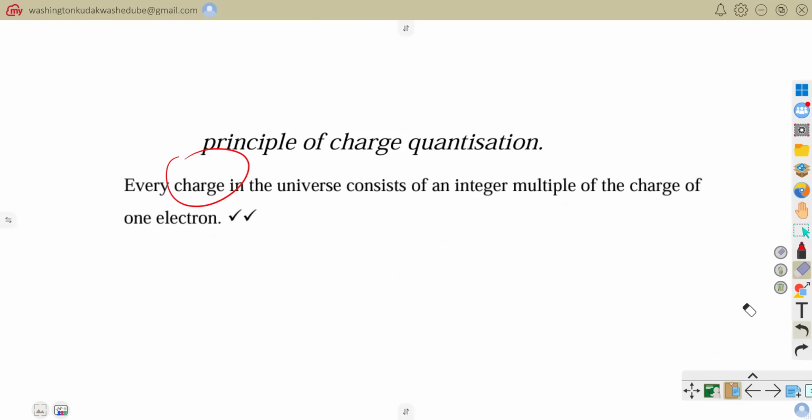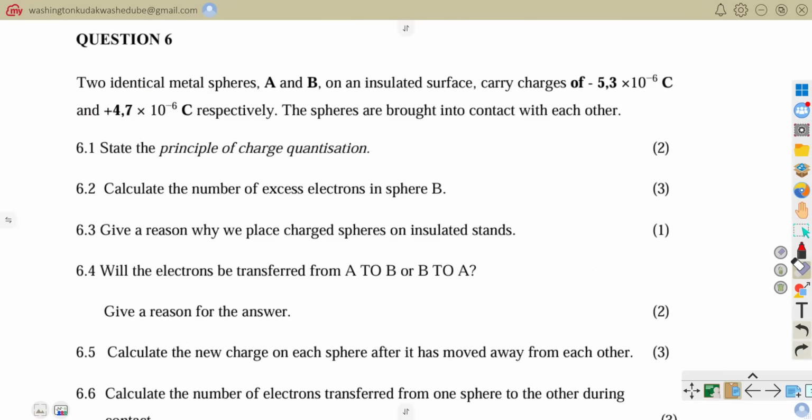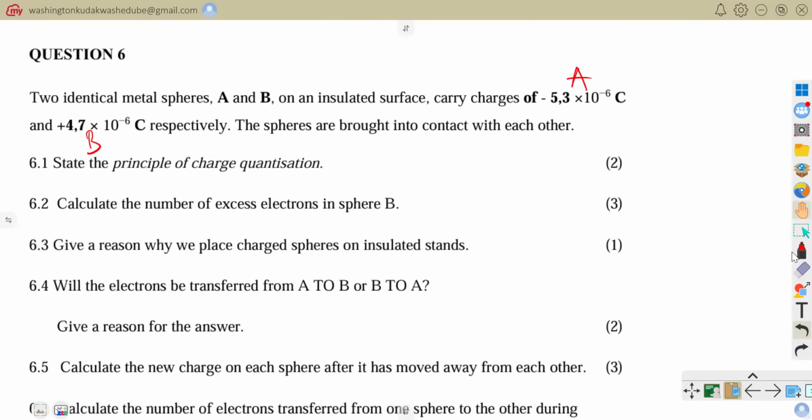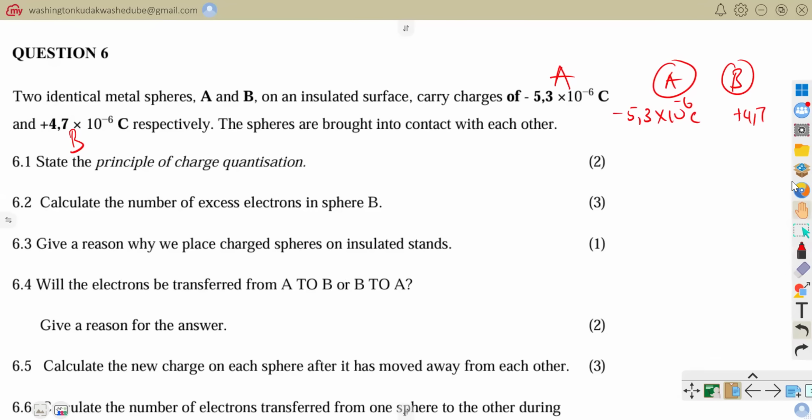Let's go back to our question. Now, calculate the number of excess electrons in sphere B. So you would see that this is sphere A and this is sphere B. In representation, I have sphere A and sphere B, with sphere A having a charge of negative 5.3 times 10 to the power negative 6 coulombs, and this one having a charge of positive 4.7 times 10 to the power negative 6 coulombs.